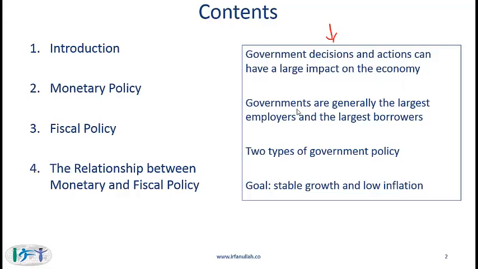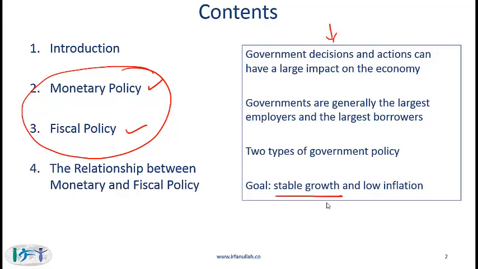This is because governments are generally the largest employers and the largest borrowers in most economies. Broadly speaking, there are two types of government policy: monetary policy and fiscal policy. Monetary policy has to do with interest rates and money supply. Fiscal policy has to do with the spending and taxation decisions made by the government. The overall goal of these policies is generally stable economic growth and low inflation.